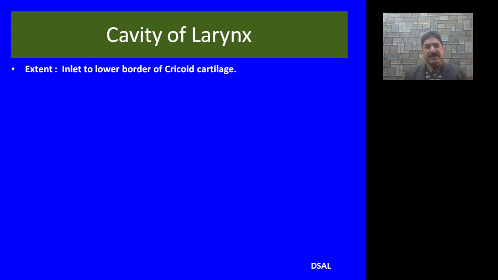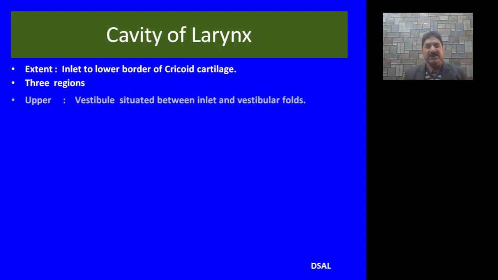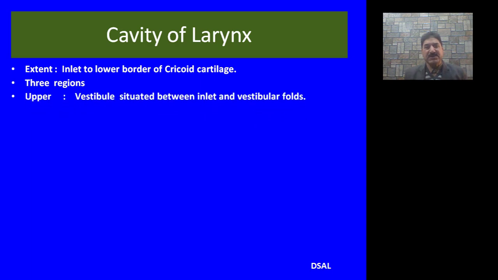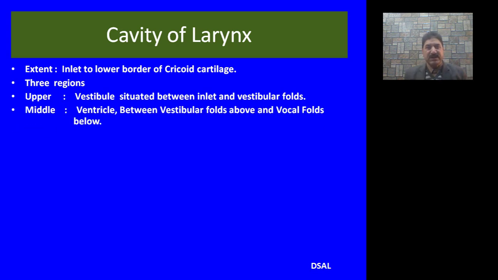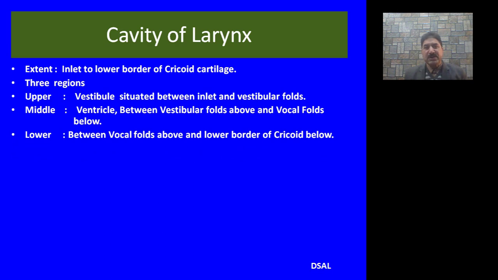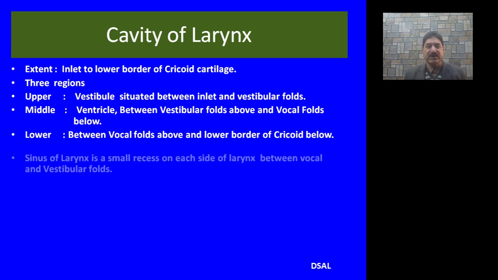The cavity of the larynx extends from the inlet to the lower border of the cricoid cartilage. It is divided into three regions. The upper region, called the vestibule, is situated between the inlet and the vestibular folds. The middle region, called the ventricle, lies between the vestibular folds above and the vocal folds below. The lower region of the larynx lies between the vocal folds above and the lower border of the cricoid cartilage.